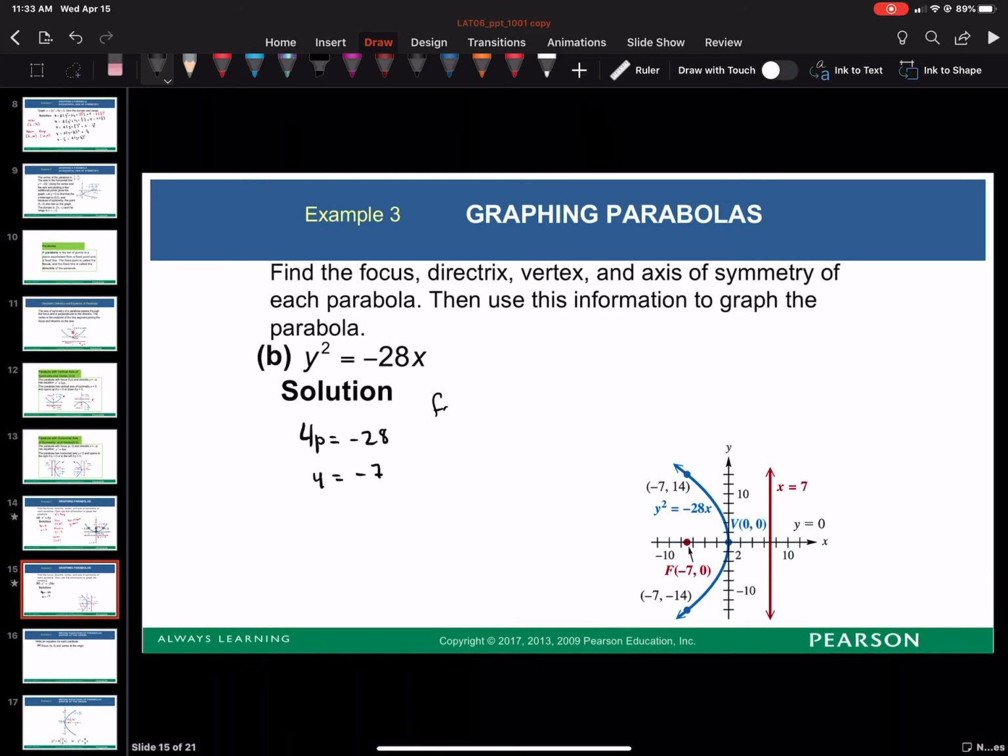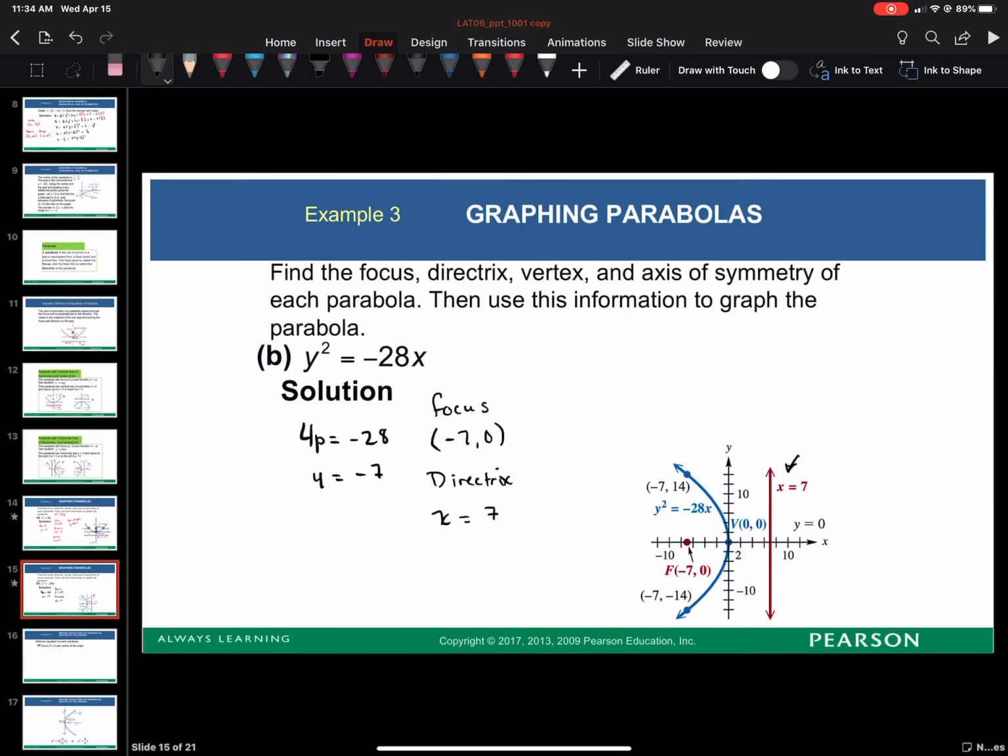So our focus would be what? (p, 0), which would be (-7, 0), because it's negative. All right? Now, if we look at our directrix, it should be what? Since this is a sideways parabola, it should be x is equal to +7, because it's on the other side.